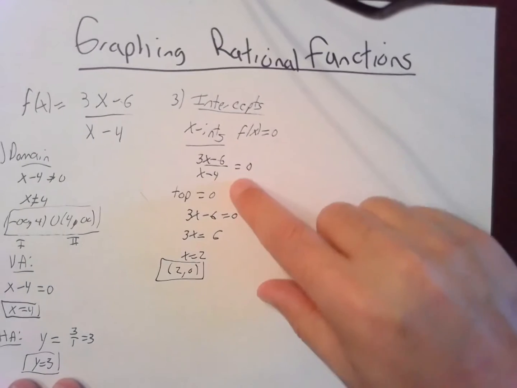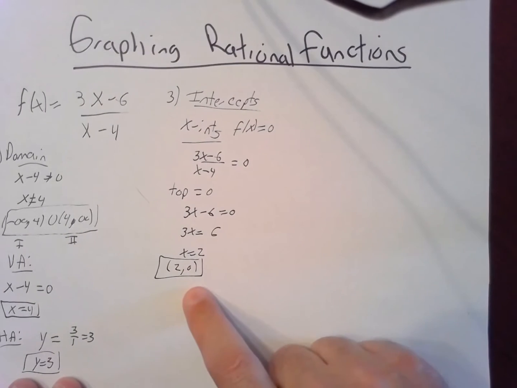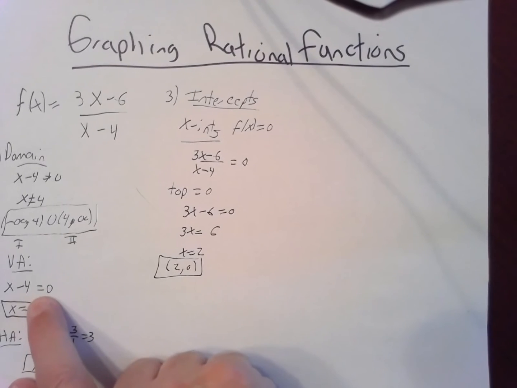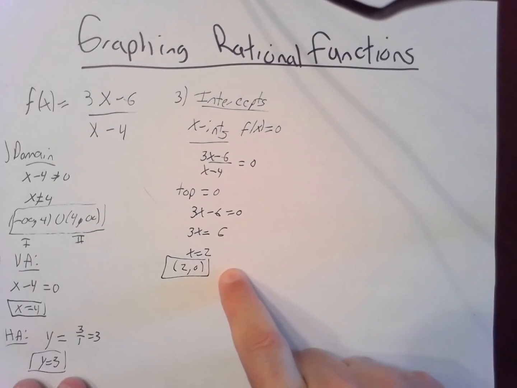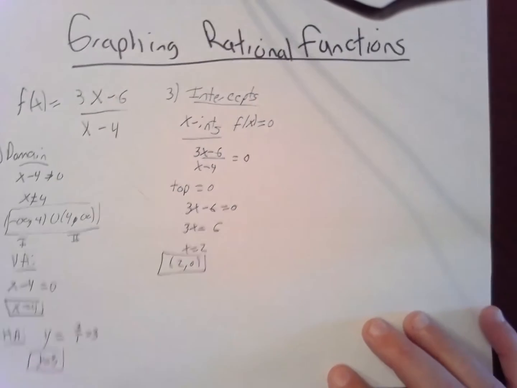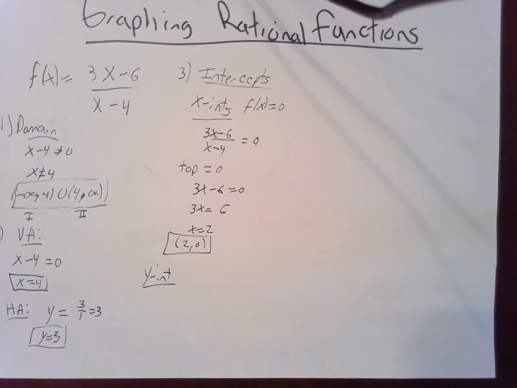So to find x-intercepts, you set the top equal to 0 and solve. Make sure to write it as a point. Vertical asymptotes are bottom equal 0. Intercepts are top equal 0. Okay, y-intercept. How do we always find y-intercepts?